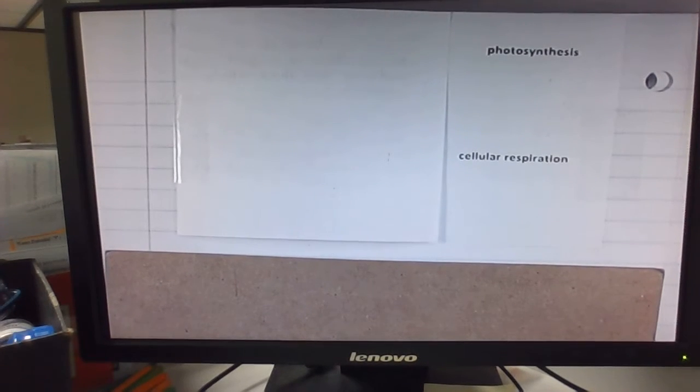All right, first term is photosynthesis, which makes sense because we've been talking about photosynthesis a lot lately, so we might as well define it and put it in our notebook. Please read for us the definition of photosynthesis, Blake.